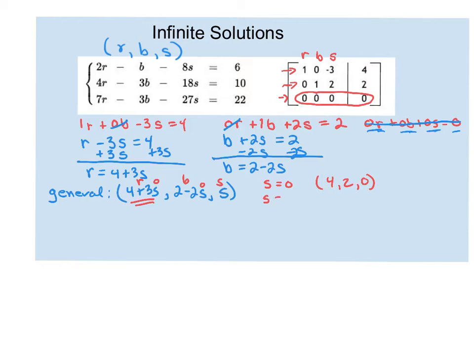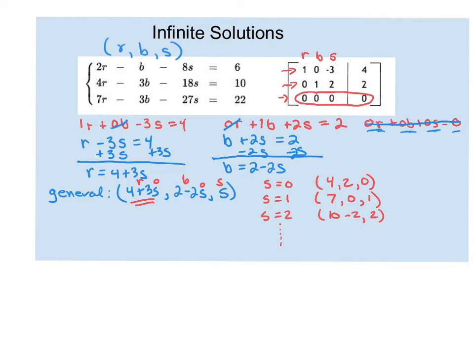I could also put in a 1. If I put in a 1 for s, I would end up with 7, 0, and 1. I could put in a 2 for s, and I would end up with 10 and negative 2 and 2, and so on. So we say there's an infinite number of solutions because I could pick any value I wanted for s and then find what r and b would be, and it would satisfy all these equations.